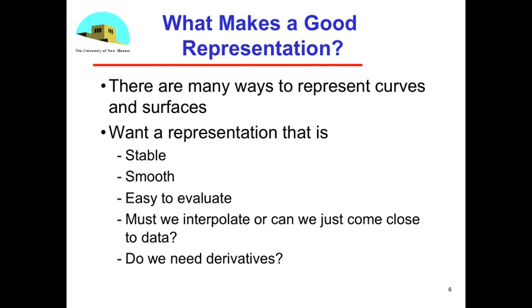Then the final issue has to do with derivatives. If you look at the resulting curve or surface, its derivative can be a very good measure of its smoothness. If a curve is continuous, the derivative may not be. The second derivative may not be. And those are, as we've said, important points for getting a useful representation or a useful curve and surface.